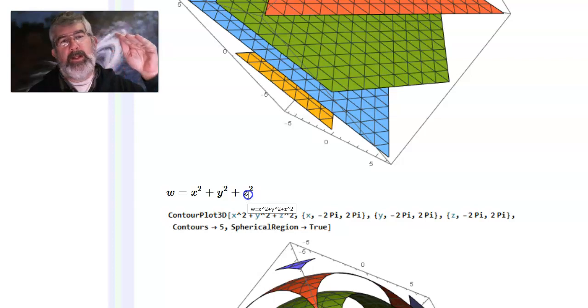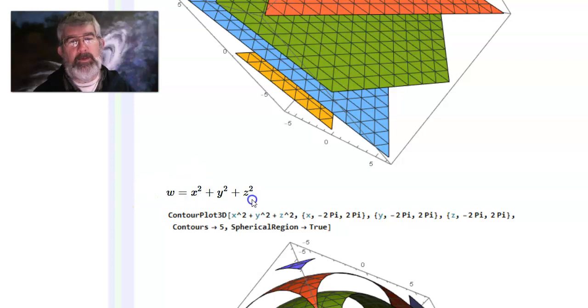But if you slice it at w equals 1, then you'd get 1 equals x squared plus y squared plus z squared. That's a sphere of radius 1. Slice it at level 2. 2 equals x squared plus y squared plus z squared. That's a sphere of radius radical 2. Slice it at 3. You'd have a sphere of radius radical 3. Slice it at 4. You'd have a sphere of radius radical 4, which is 2, right?